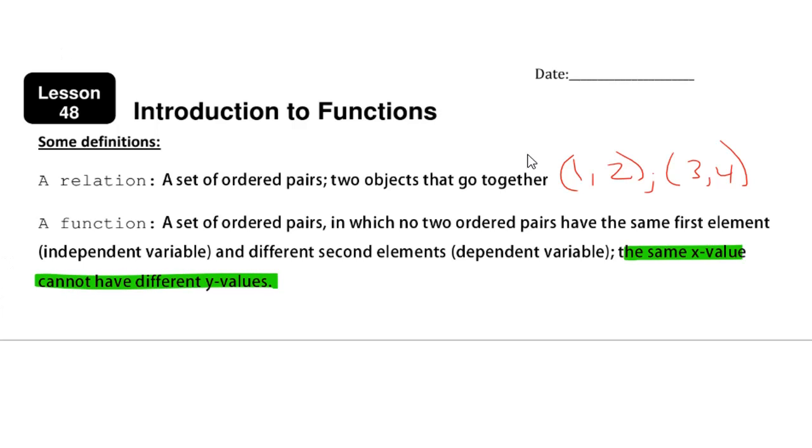So again, if I had points, for example, I'm going to use the same point (1, 2), but if I have a point that is also like (1, 3), this would not represent a function because I have the same x value, but I have different y values. So this would not be a function.